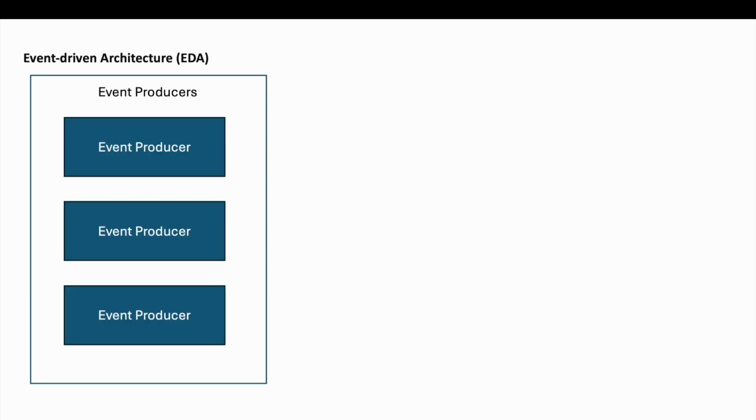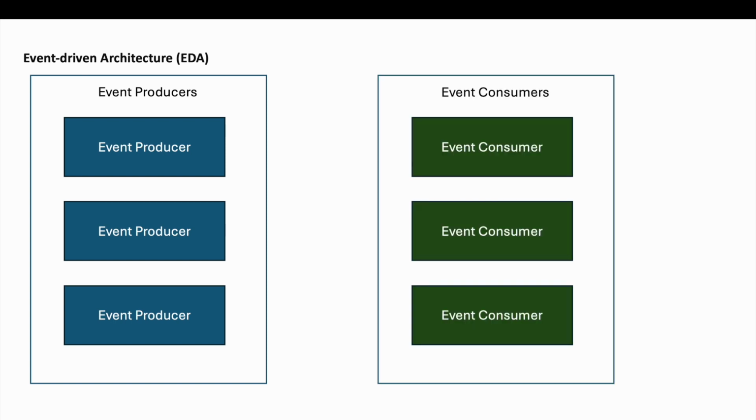Now, what are the different components of EDA? First one, we have the event producers. Entities that generate events. They do not know what will happen once an event is produced. Next, we have event consumers, which are entities that react to events. They listen for specific types of events to which they are designed to respond.